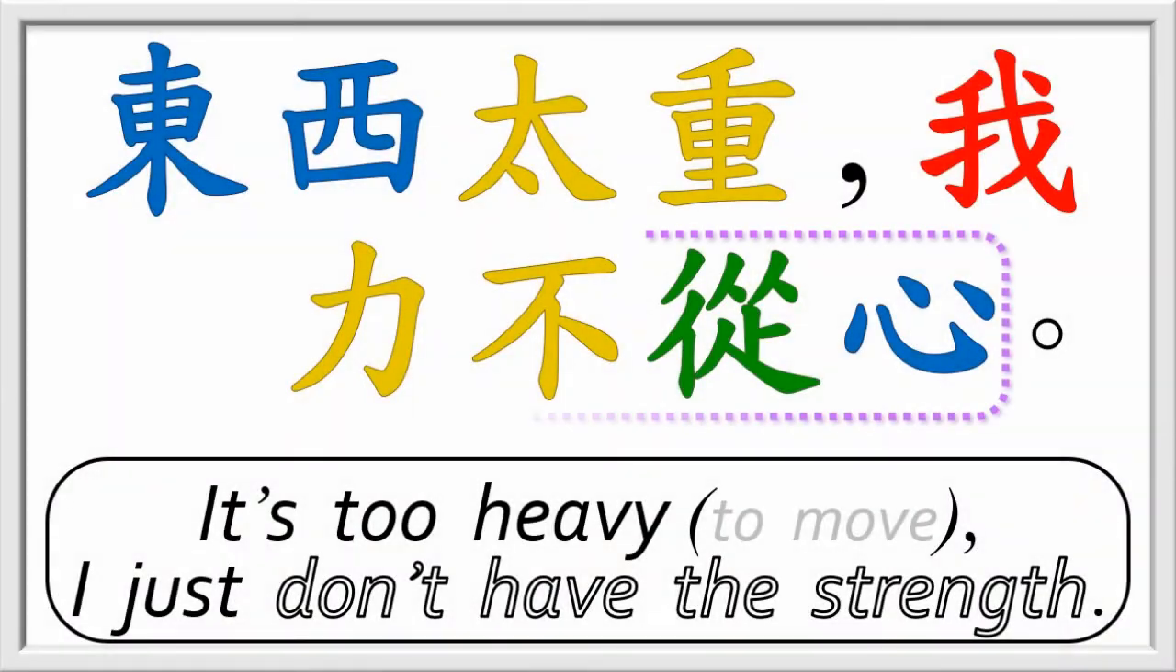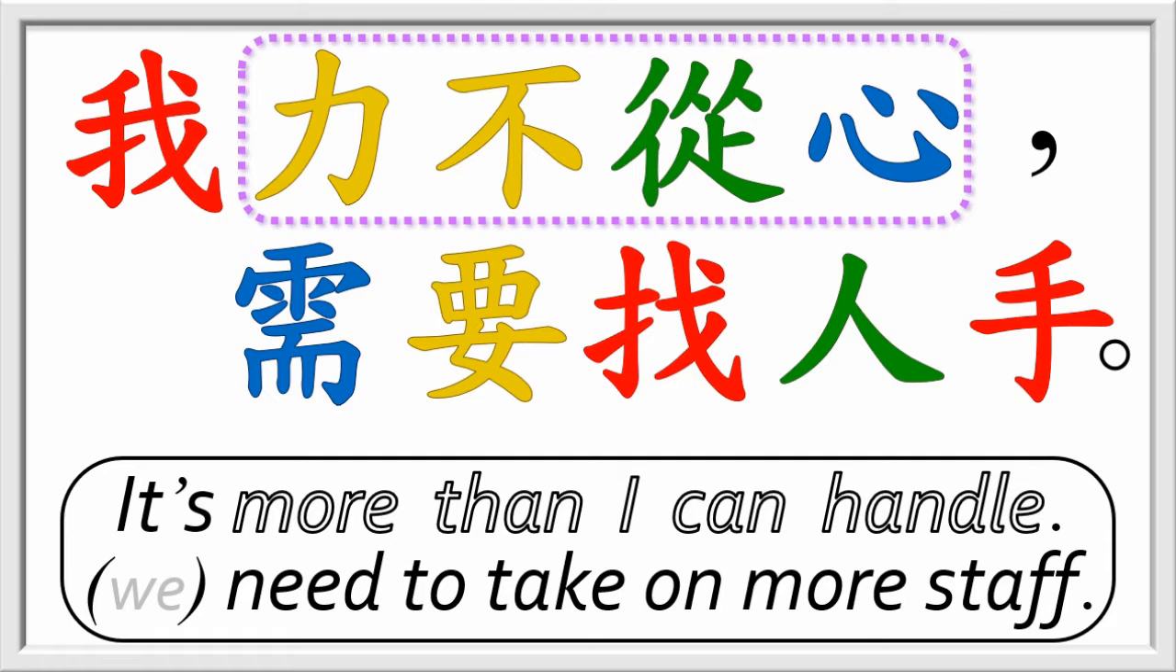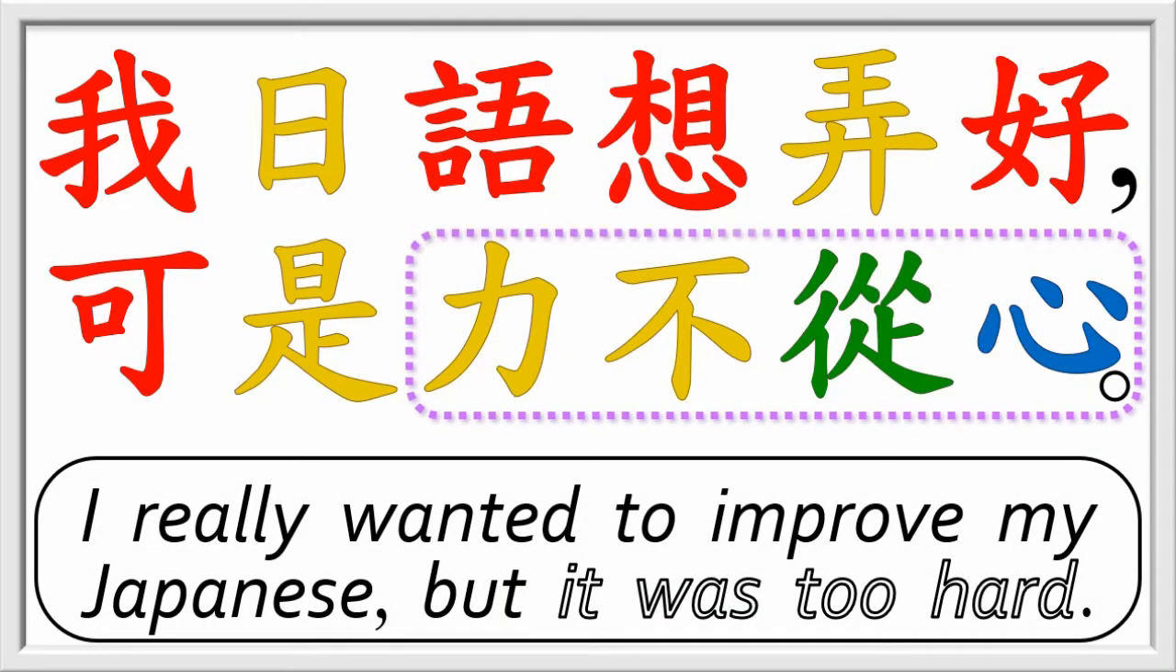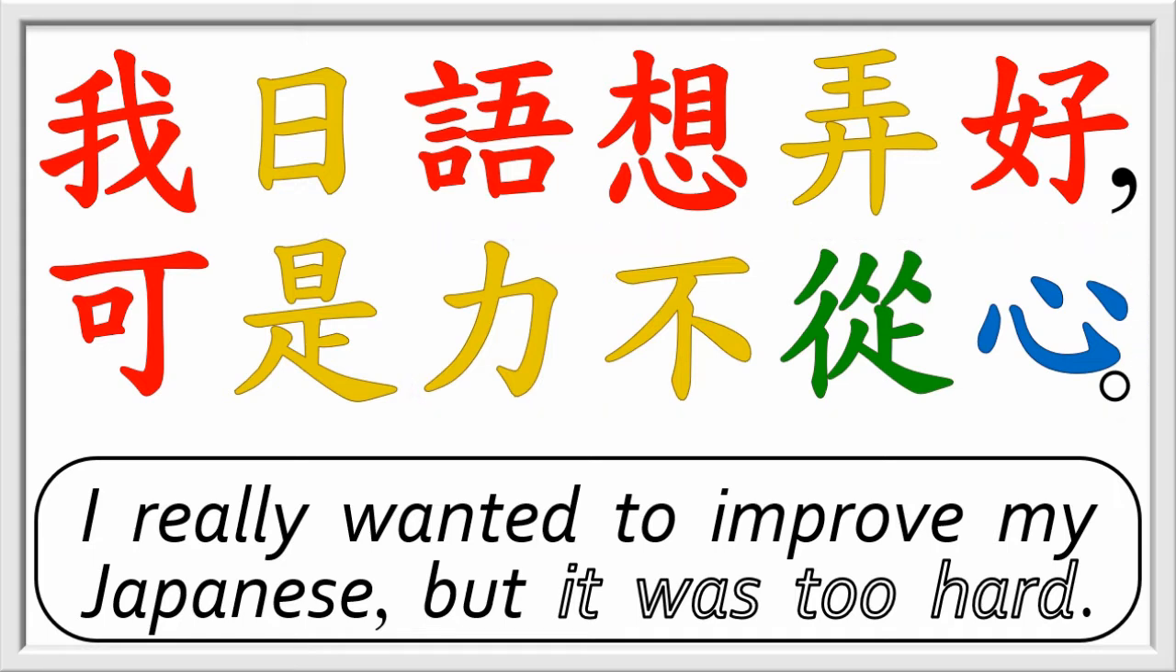Here are three examples. 东西太重, 我力不从心. The thing's too heavy to move. I just don't have the strength. 我力不从心, 需要找人手. We need to take on more staff. This is more than I can handle alone. 我日语想弄好, 可是力不从心. I really wanted to improve my Japanese, but it was too hard. I opened the Japanese grammar book and realized I just wasn't up to the task.